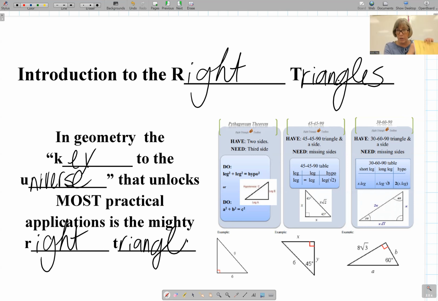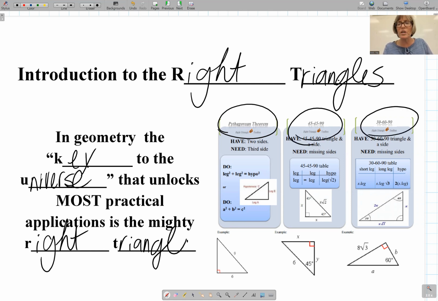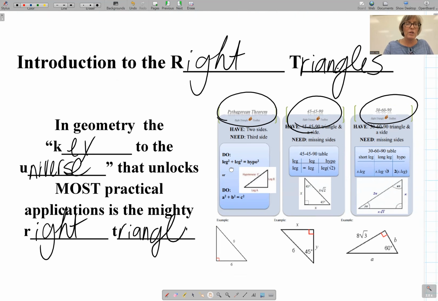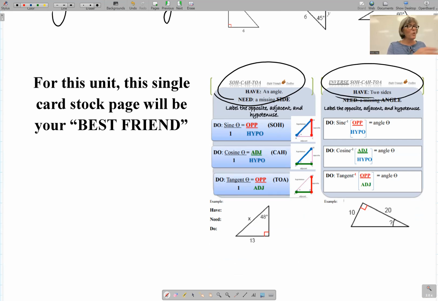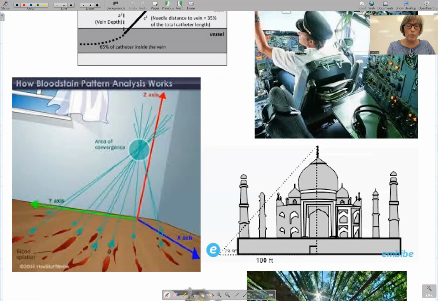There's 3 tools on one side, 2 tools on the other. This must be memorized. The 5 tools of a right triangle are Pythagorean theorem, 45, 45, 90 triangles, 30, 60, 90 triangles, something called SOHCAHTOA, then inverse SOHCAHTOA. I will collectively call this sheet your best friend because it will be the most important thing to you through this unit and multiple units in the future.